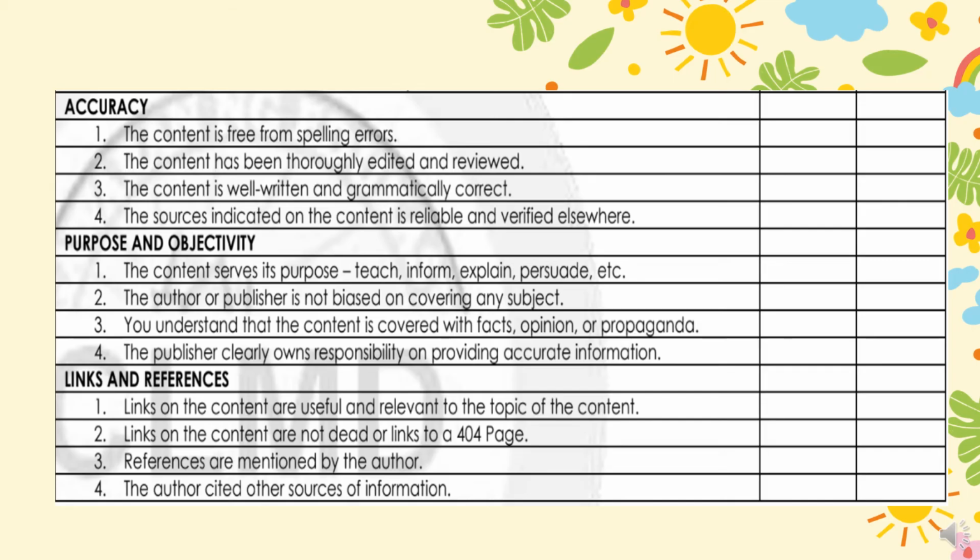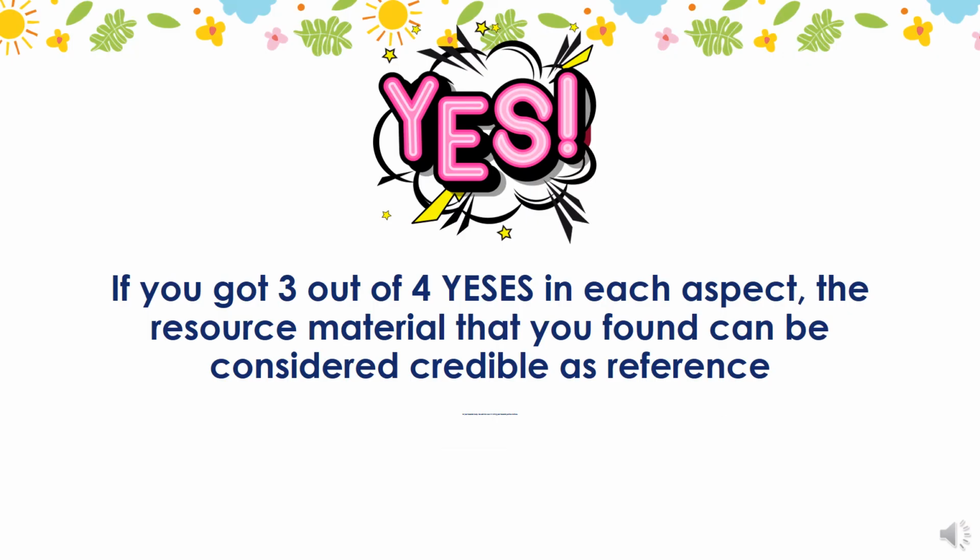Last, we have the links and references. 1. Links on the content are useful and relevant to the topic of the content. 2. Links on the content are not dead or links to a 404 page. 3. References are mentioned by the author. 4. The author cited other sources of information. You have to answer yes or no. Good luck! Now, if you got 3 out of 4 yeses in each aspect, the resource material that you found can be considered credible as reference.